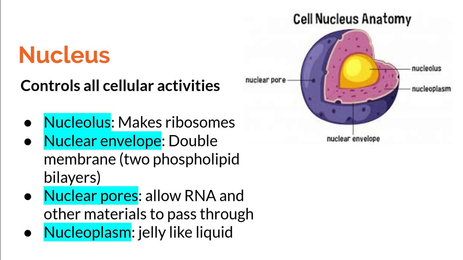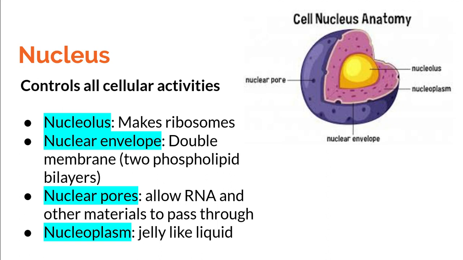And it's actually made of two layers of membrane, two phospholipid bilayers. So imagine the bilayers that you see in a normal cell membrane. You have the heads and tails facing inward towards each other. The nuclear envelope is made of two layers of those phospholipids.